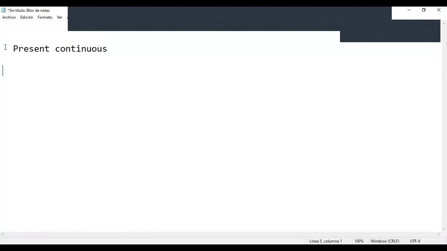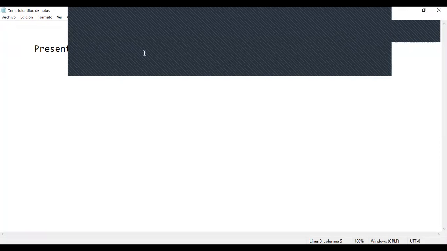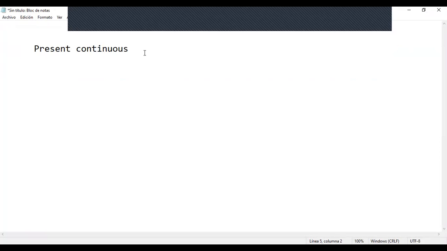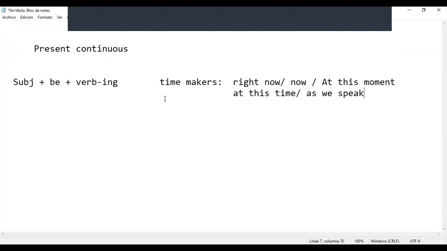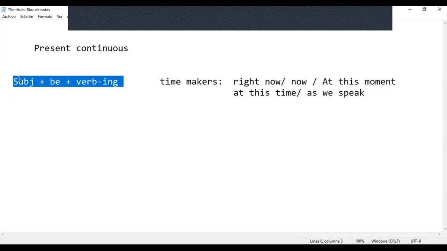Y lo marcamos aquí para que no queden ustedes así como que no se les dio esto, que el teacher no les dijo, o aquí me lavo yo las manos, ¿verdad? Repeat the formula. Subject. Plus. Verb to be. Verb ING. Plus complement. Is this correct? Yes. Y aquí tenemos los time markers.